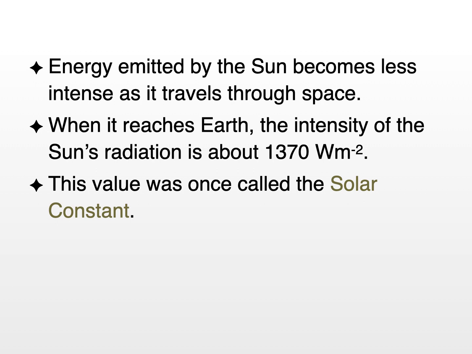This value was once called the solar constant. It was believed that the sun didn't vary that much in terms of its output. There is evidence to suggest that there have been times when the sun has produced less radiation, and that is the Little Ice Age, and we'll talk about that in an upcoming chapter.